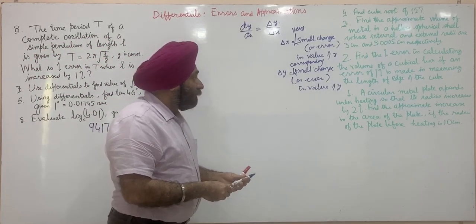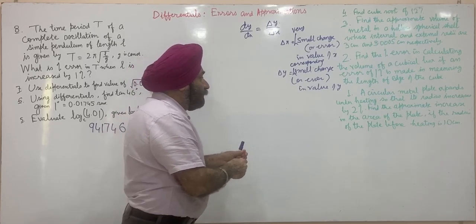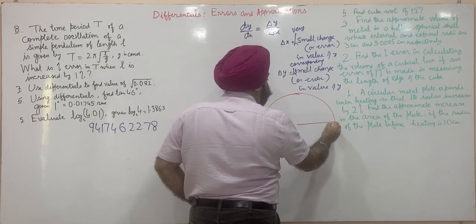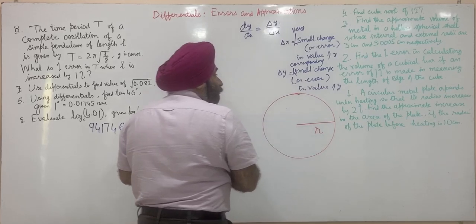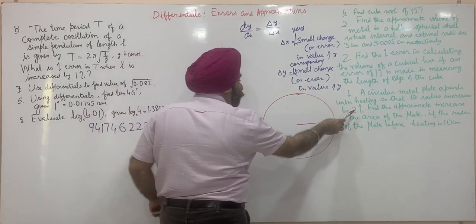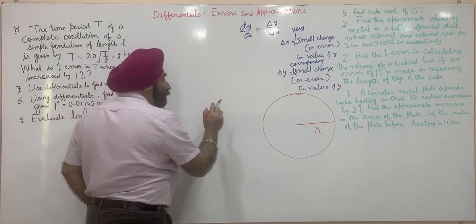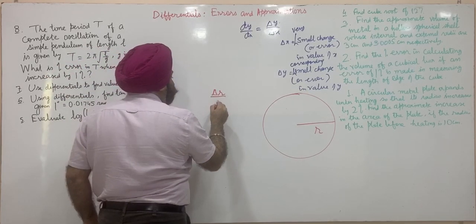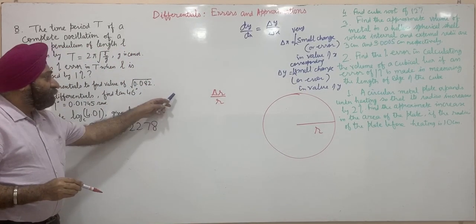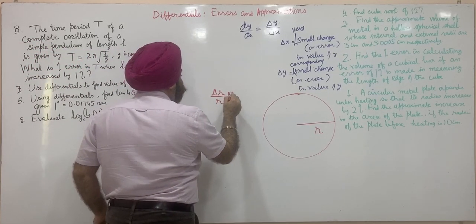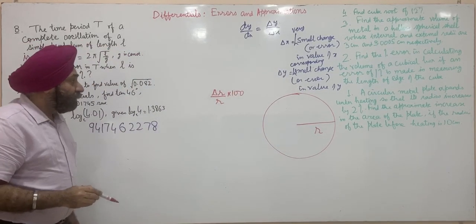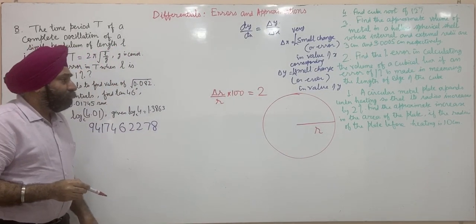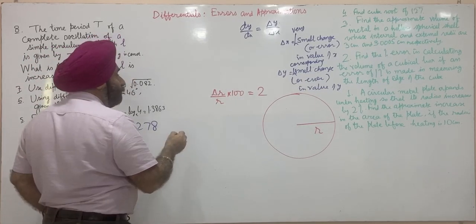First one, we have a circular metal plate which expands under heating. Let's say this is the metal plate, and this is its radius r. The radius increases by 2%. So if r is the radius, delta r is the change in radius. Delta r upon r is called the relative change in radius, and into 100 it is the percentage change. We are given the percentage change is 2%, so this value is 2. We have to find the approximate increase in area of the plate.